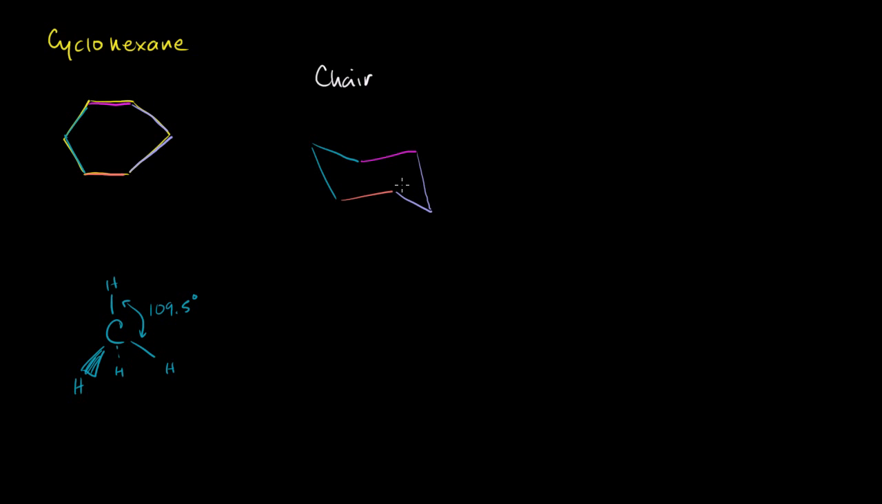Now, another configuration that it could be in is called the boat configuration. The boat. And so if I were to put this exact one in the boat configuration, if I take it from a slightly different perspective, if I'm looking at it kind of head on, it would look something like this. In the boat configuration, it would look like this. It would, now I want to use the purple. It would look like that.